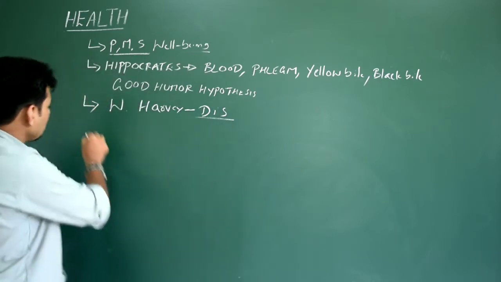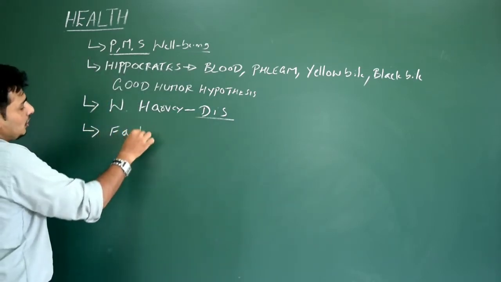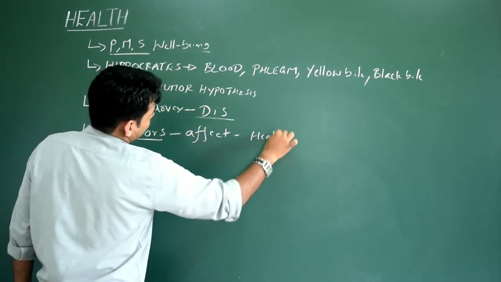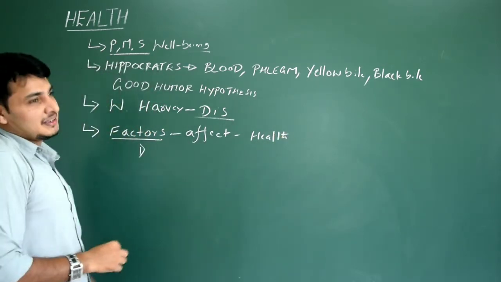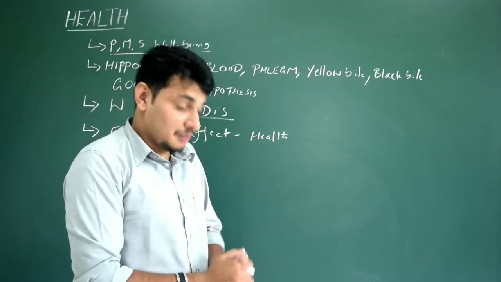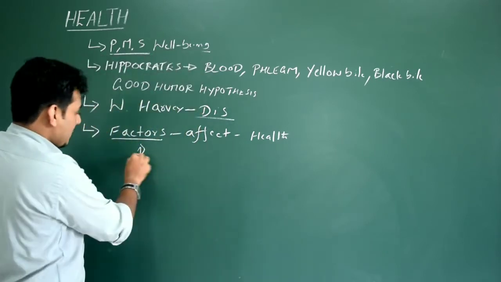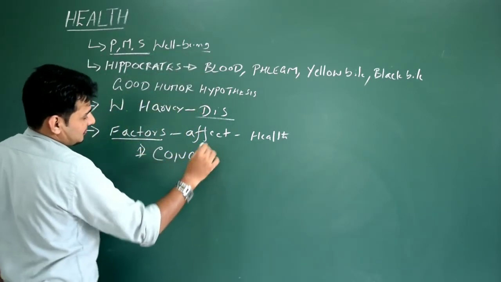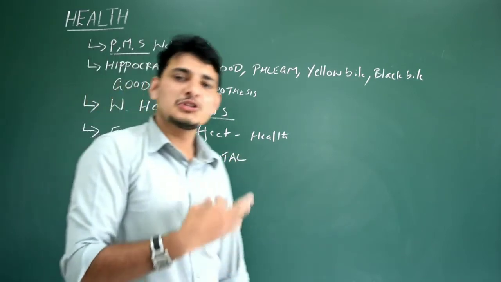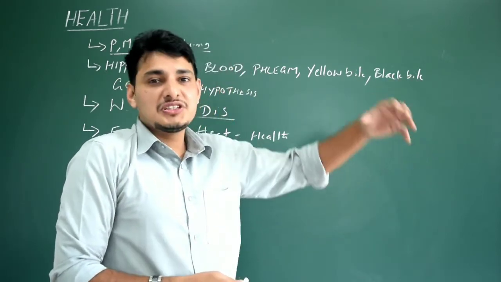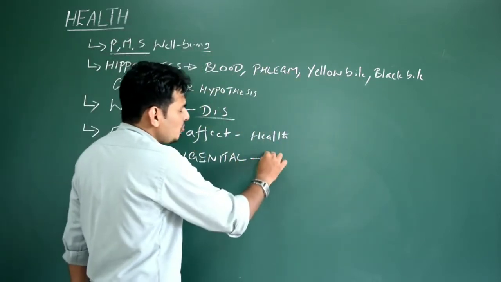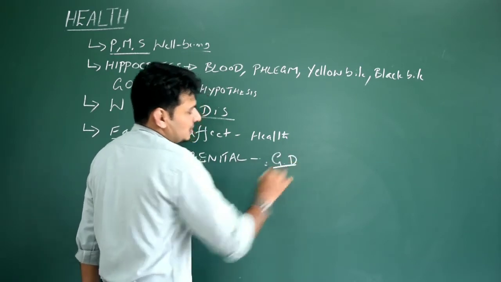Now I am going to talk about the factors which affect our health. Factors which affect our health. Just note this point. Health can be disturbed by many factors, right? The first important one is congenital. So what is the meaning of congenital? Congenital means a disease which is present from birth, because of genetic diseases, correct? There are so many different types of genetic diseases, so I think no need to explain it.